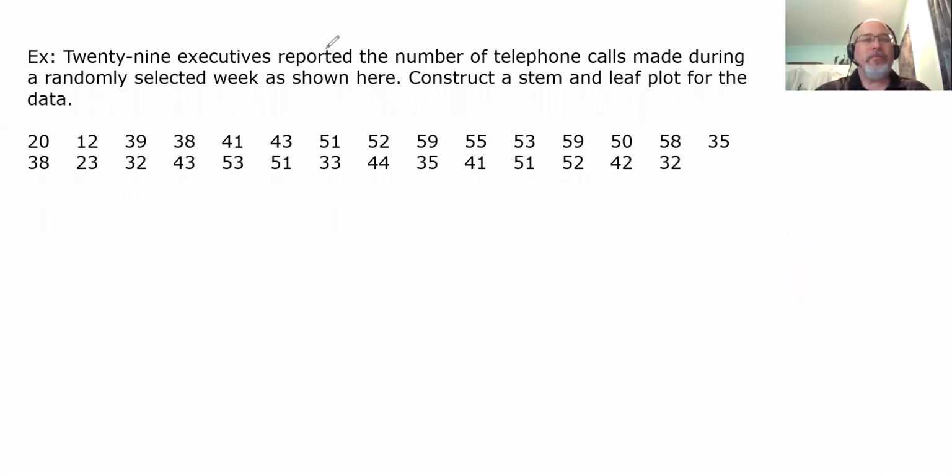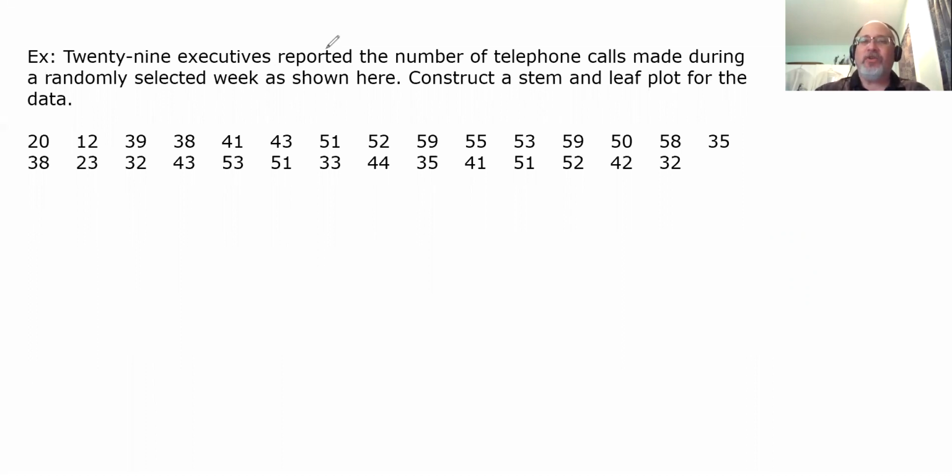The first one: 29 executives reported the number of telephone calls made during a randomly selected week as shown here. Construct a stem and leaf plot for the data. And if you count them, we have 29 two-digit numbers. Now, sometimes you'll be told how to split a number into a stem and a leaf, but the general rule of thumb is the leaf is always the last digit and the stem is whatever's to the left of that.